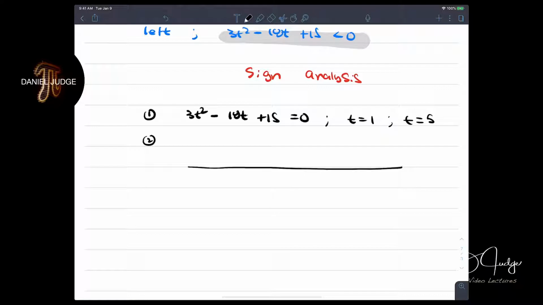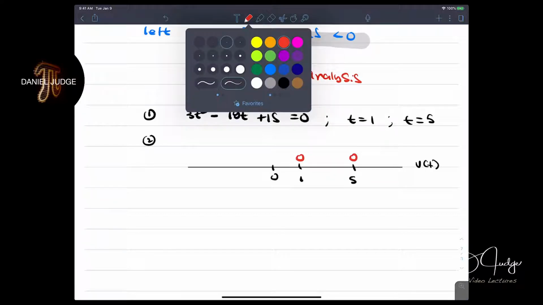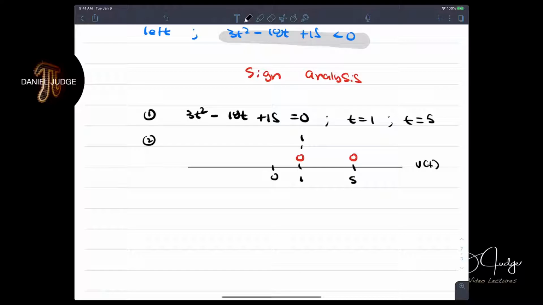Okay, so what I'm going to do now is this. We take the real number line here, right? And this is the function. This was velocity. And I do 0 here, t is 1, and t is 5. Now, at these locations, we notate that these are where the zeros are. Velocity is 0. This partitions our real number line into 3 regions, if you guys remember.